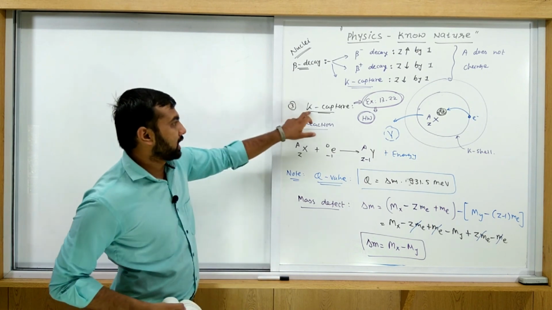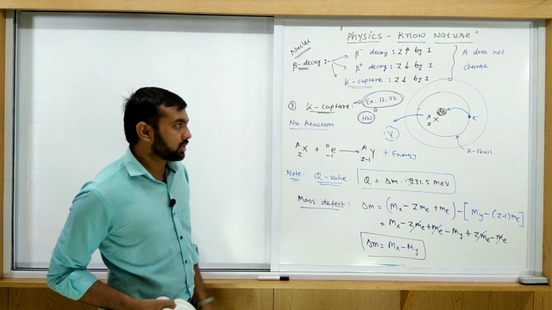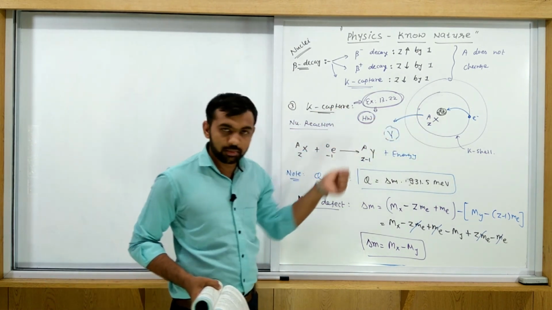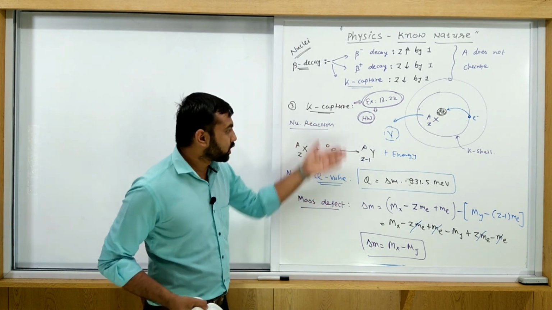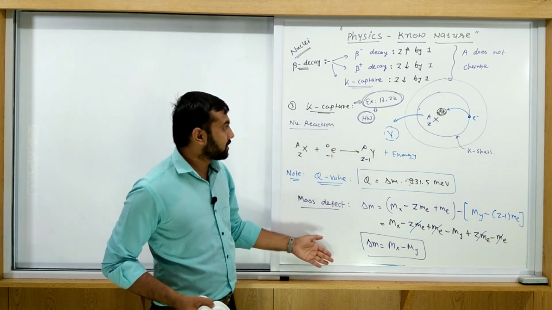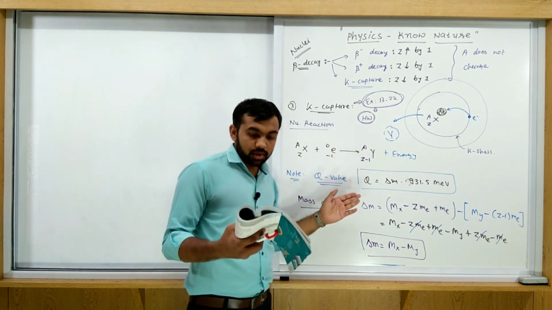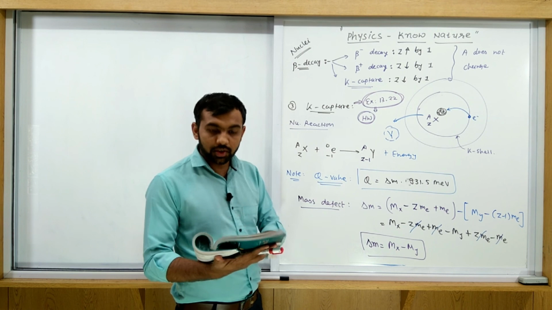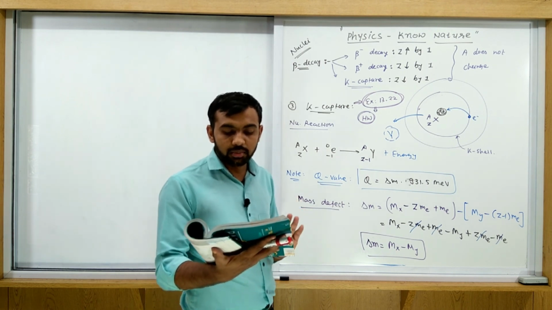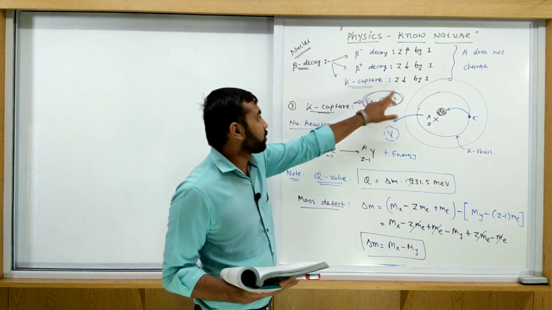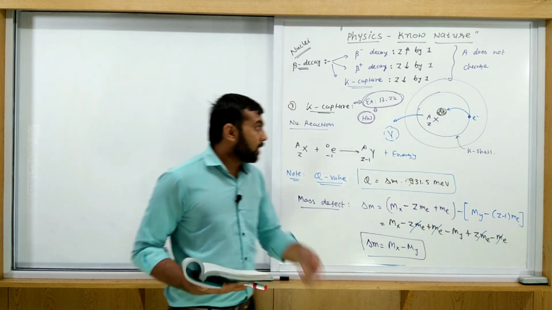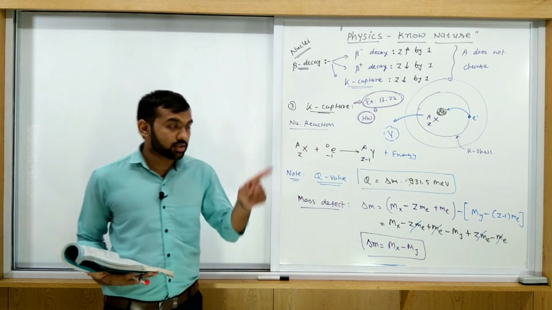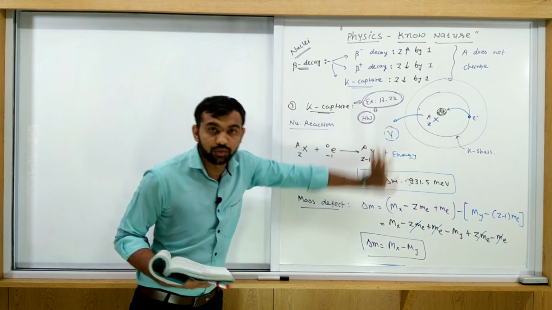So K capture is the process when the K shell electron is captured by the nucleus, and all the theory of this process is given like this. The example of the K capture process is given in our textbook, example 13.22, so try to solve this example by yourself. Now pause your screen and note this, and also solve this example at home.